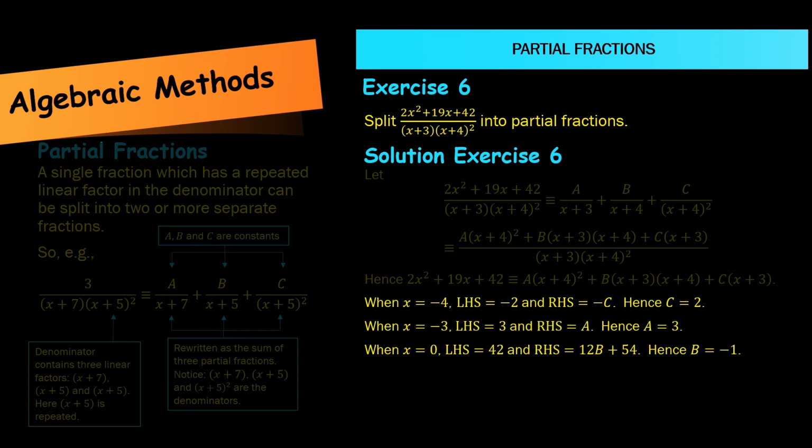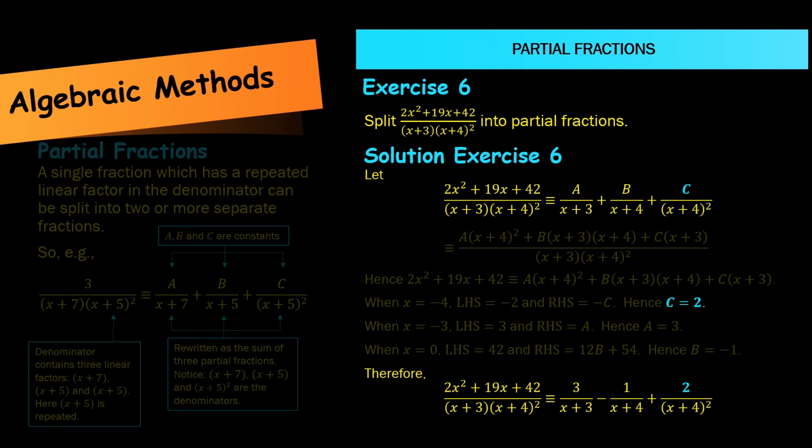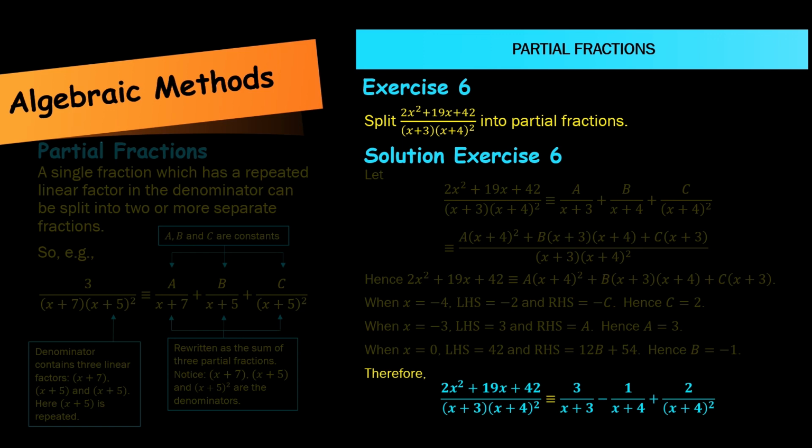We can now plug in the values of a, b and c into our original identity. So c equals 2 goes here as shown, a equals 3 goes here as shown, and b equals minus 1 here. We now have our original fraction expressed as partial fractions.